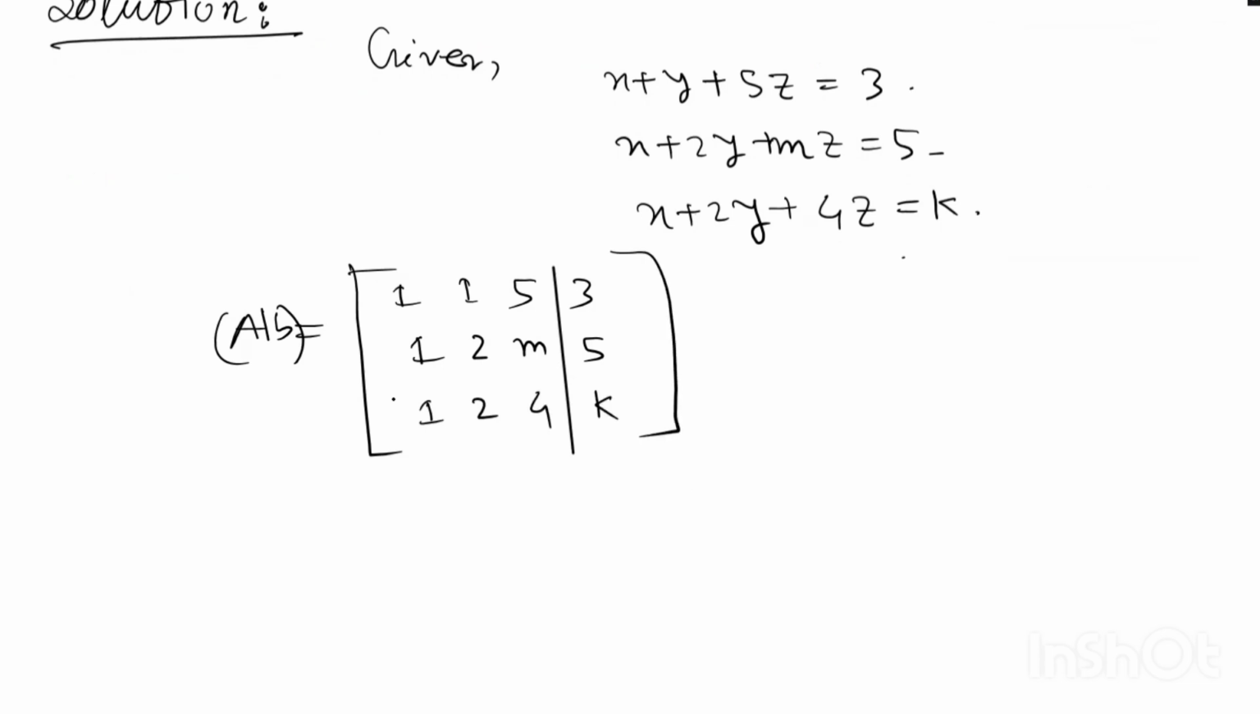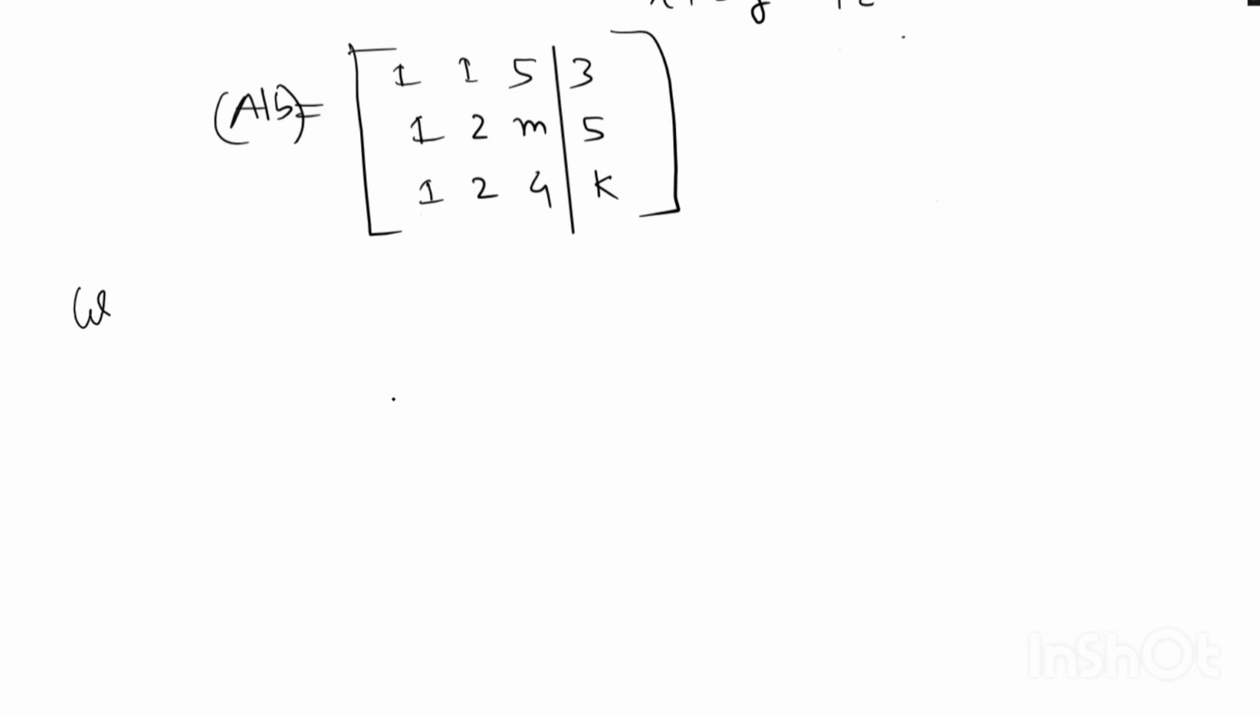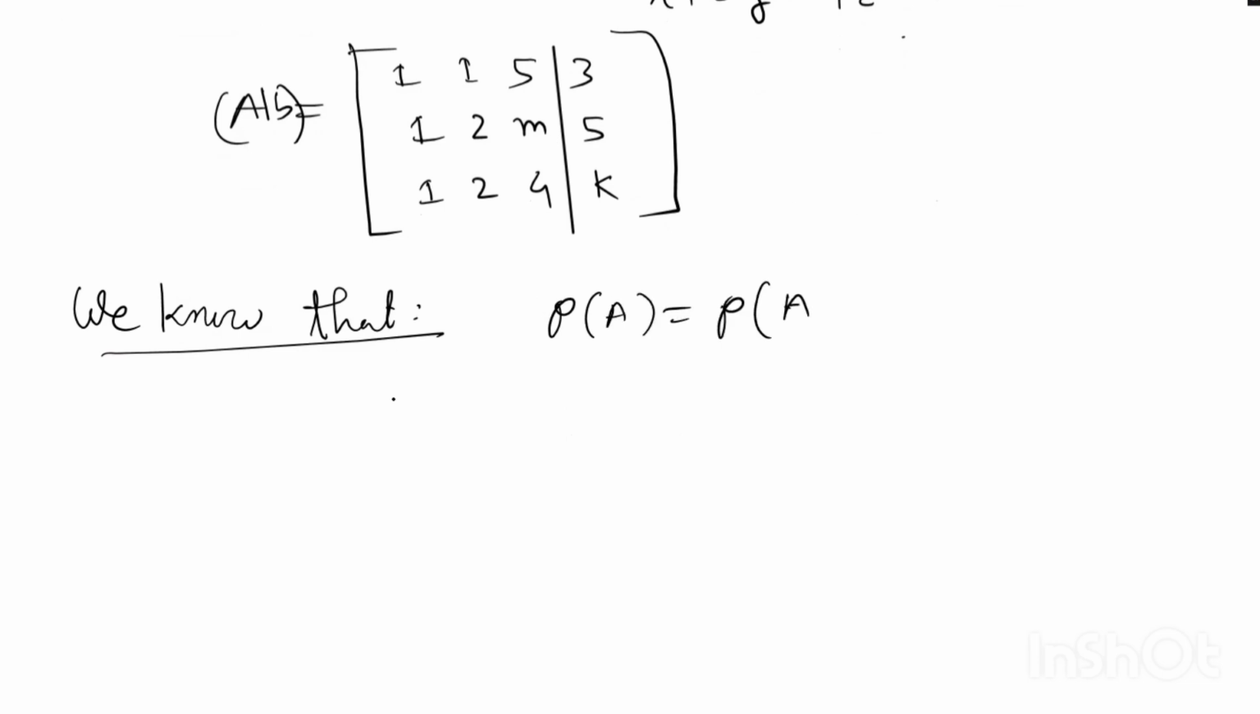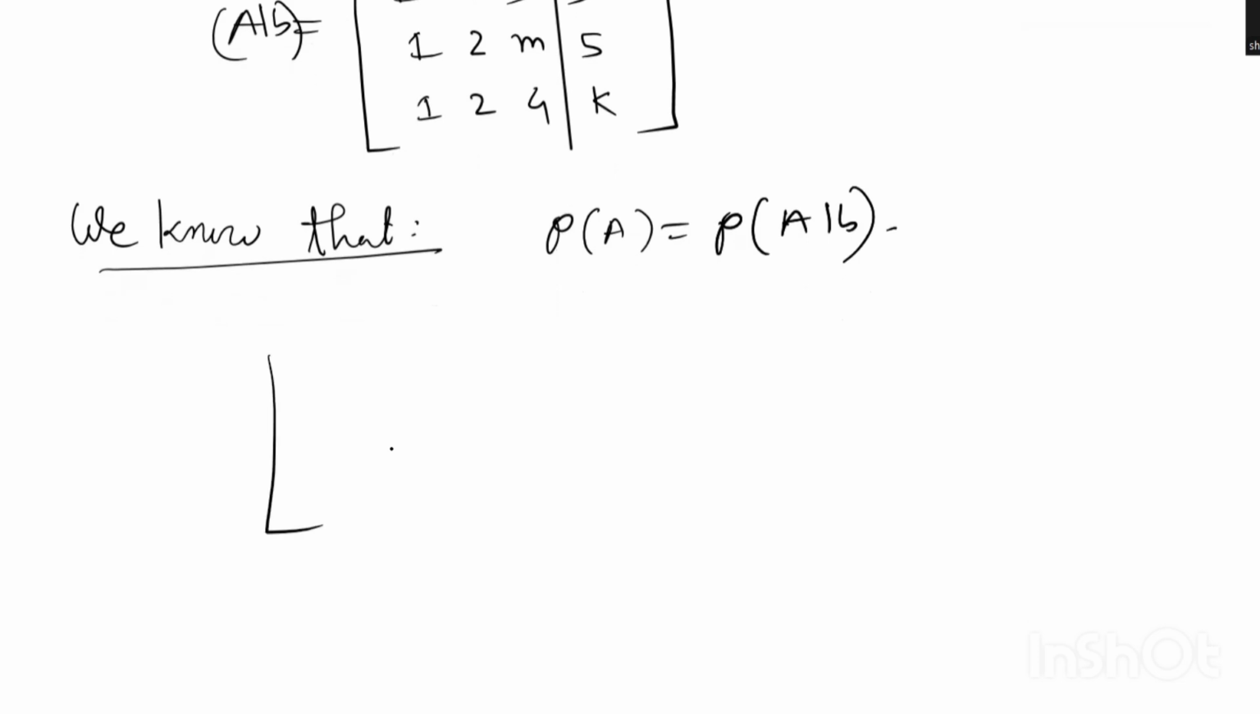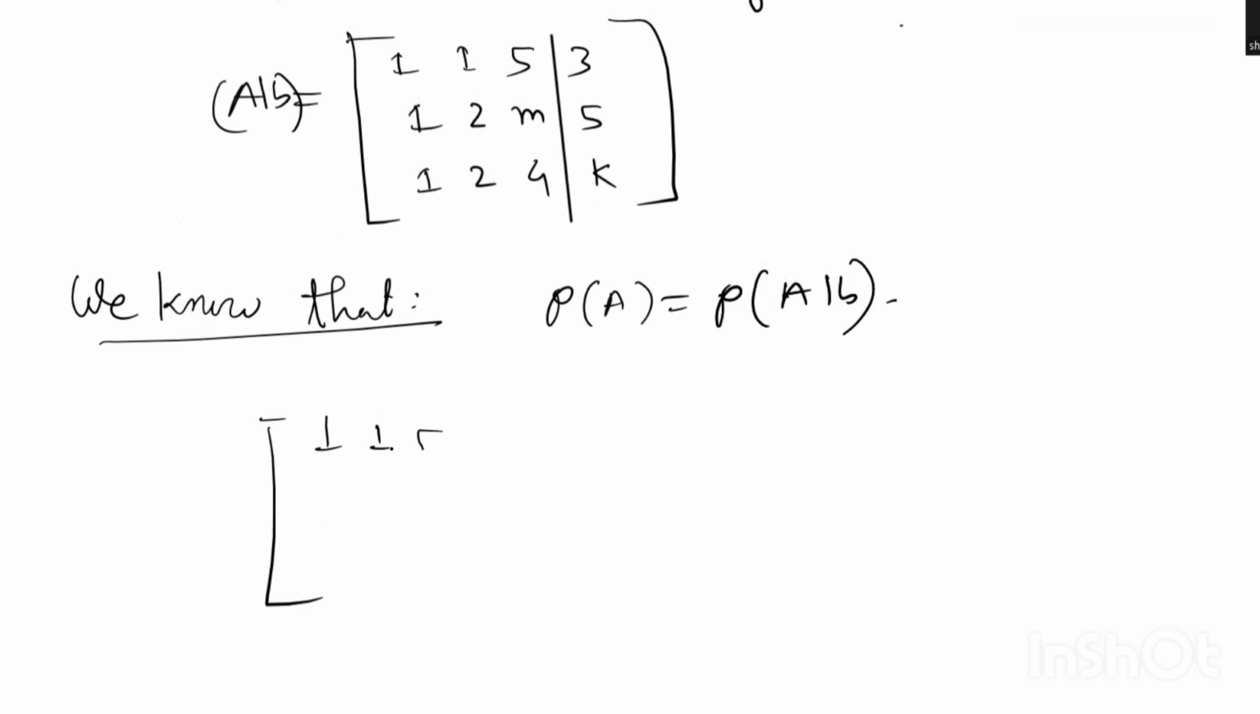And we know that a system is consistent if and only if the rank of A equals the rank of the augmented matrix. So here the augmented matrix is [1 1 5 | 3; 1 2 m | 5; 1 2 4 | k].